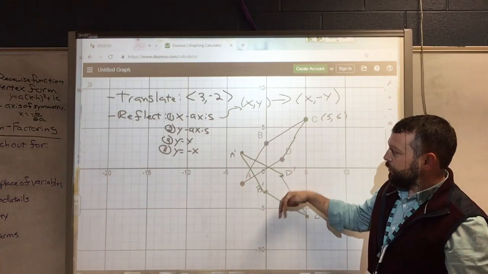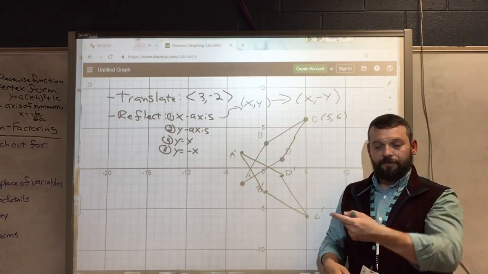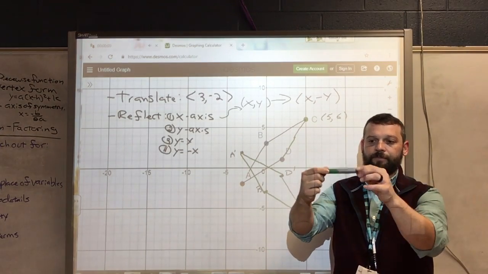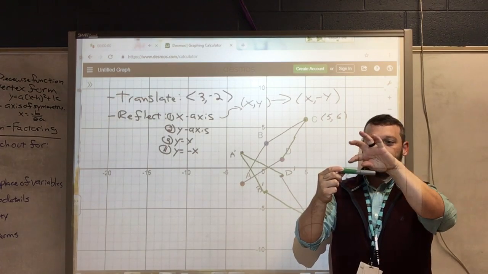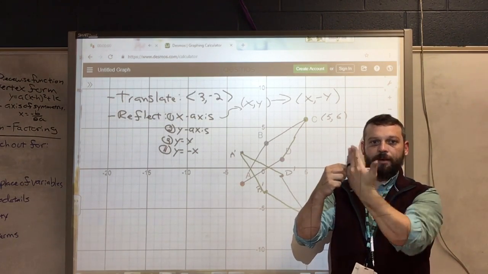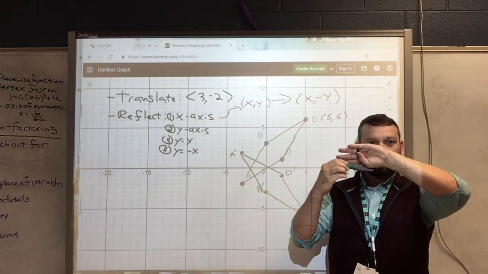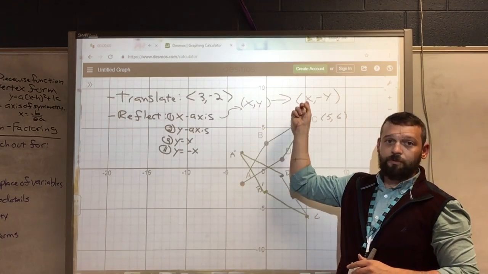So if you see the end result, so my pre-image, then my image, I've literally flipped it. It's kind of like if you took this marker and you had let's say a little piece of paper here on top, and you do this. I've not changed the horizontal position, I've just changed the vertical. It's up here, then it flips down to here. So the biggest thing is to remember this rule right here.